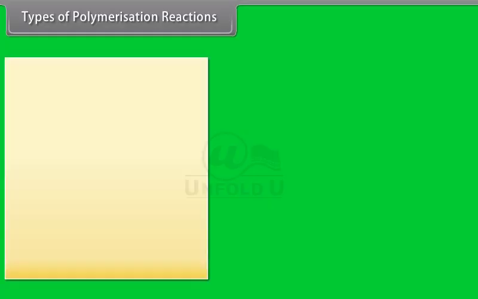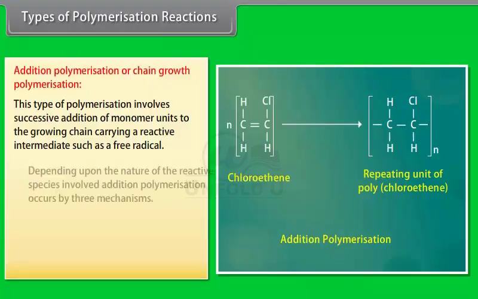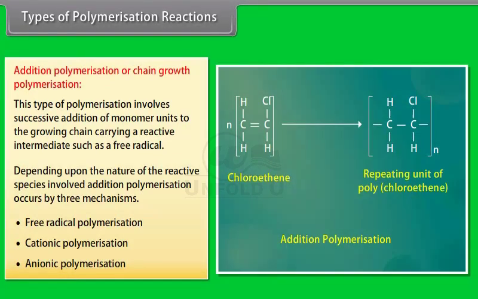There are two types of polymerization reactions. Addition polymerization or chain growth polymerization. This type of polymerization involves successive addition of monomer units to the growing chain carrying a reactive intermediate such as a free radical. Depending upon the nature of the reactive species involved, addition polymerization occurs by three mechanisms: free radical polymerization, cationic polymerization, and anionic polymerization.